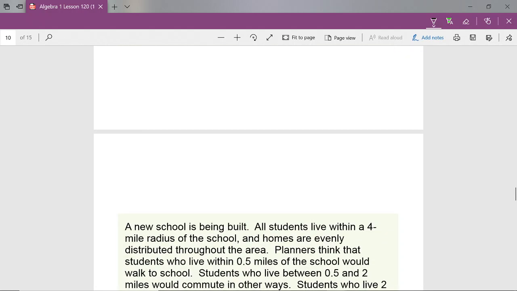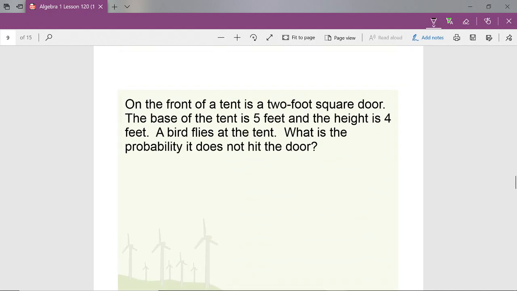All right, I believe we just have 2 more here and then we'll be done with this lesson. On the front of a tent is a 2-foot square door. The base of the tent is 5 feet and the height is 4 feet. A bird flies at the tent. What is the probability that it does not hit the door?